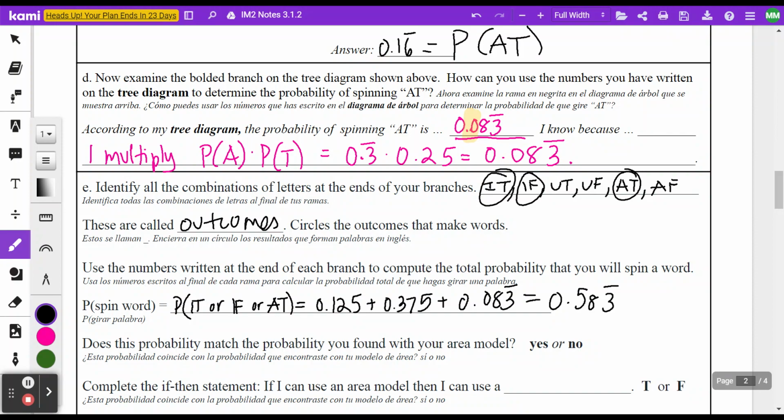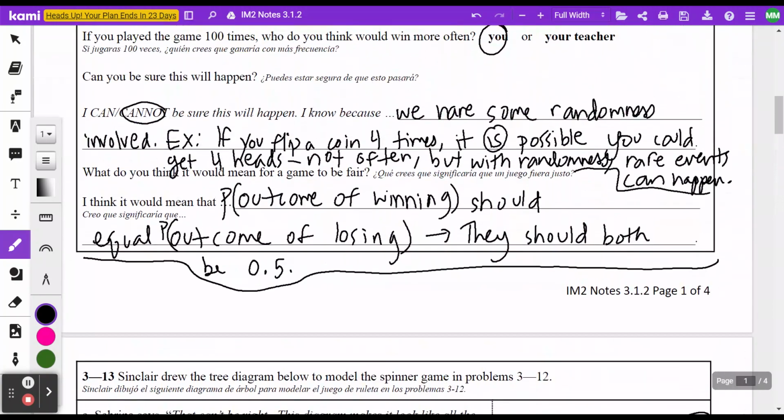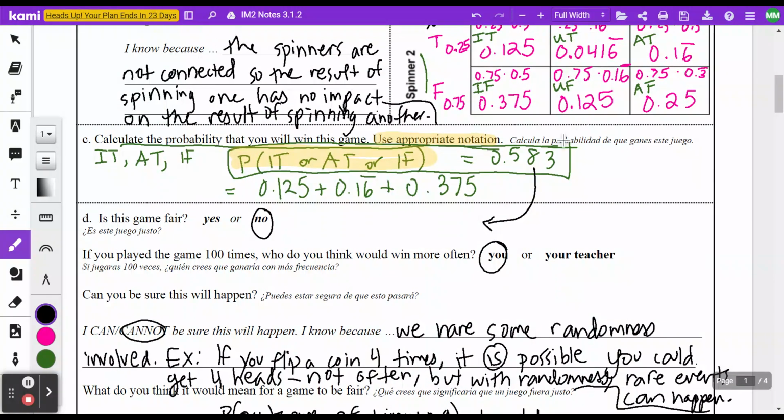Okay. Does this match the probability that we found with our area model? What probability did we find up there? Let's check. The probability of spinning a word, we got 0.583 repeating. Great.